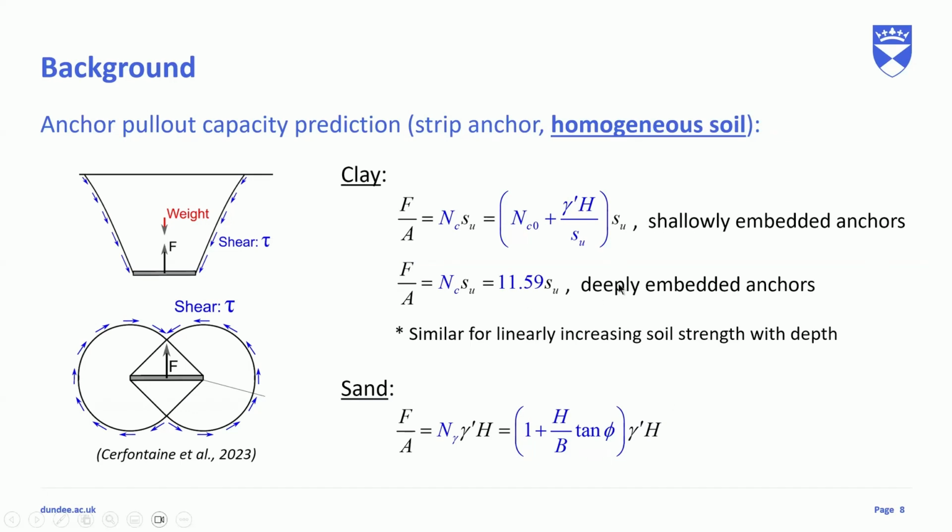We can also give a very similar Nc, the pull-out capacity factor, for linearly increasing soil strength with depth. It's not just uniform. This is also a similar equation. We just put in another equation, which is a function of the gradient. And for sand, it's simpler. We don't really differentiate shallow or deep. We just have a single equation. The N gamma is the same as Nc. It's a non-dimensional pull-out capacity factor. It's a function of phi, the friction angle of the sand. So this is quite simple.